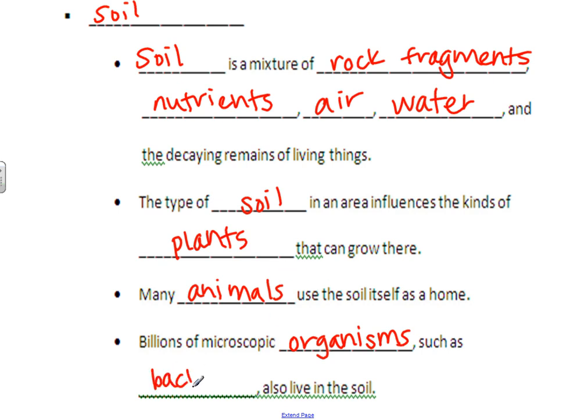So if you took a sample of soil and put it under the microscope, you'd be surprised to see all of the millions and billions of bacteria that are alive in the soil. And you might not think that whenever you have dirt on your hands, but you have bacteria that are also covering your hands. So it's very important that you keep washing your hands, because there are things there that you don't see to the naked eye. But if you put it under the microscope, you would be surprised.